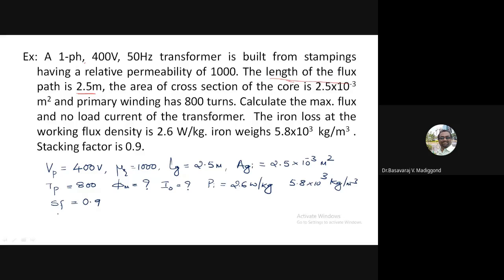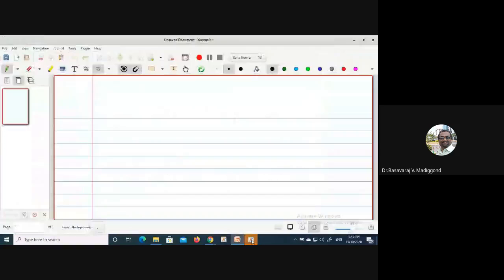Let us start finding the unknown quantities. Okay. So, are you able to see? Are you able to see? Yes, sir. Right. Okay. So you have to calculate phi m, right?